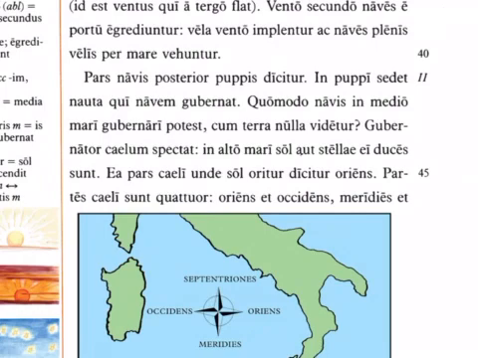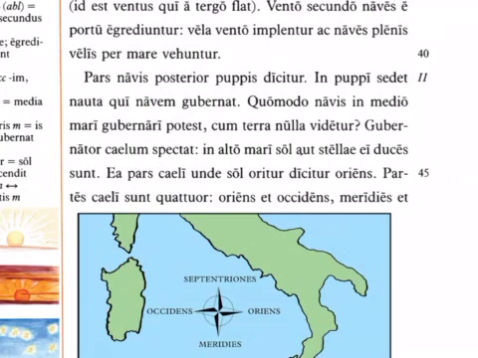Quomodo navis in medio mari gubernare potest? How is the ship able to be controlled? Notice gubernare has a long I, so it's a passive infinitive. How is a ship able to be controlled in the middle of the sea? Cum terra nulla videtur, when no land is seen, gubernator caelum spectat. The pilot looks at the sky.